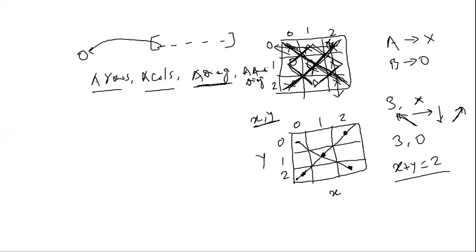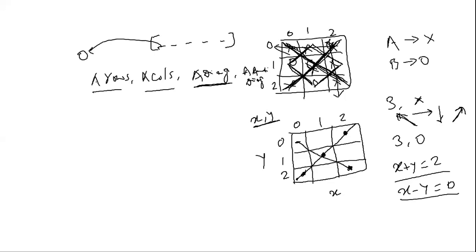Is that x minus y equals 0 for the other diagonal? Right, right. So for the other diagonal, let's call it anti-diagonal, one of these. So yes. In this case, if you see x minus y is constant, it's not changing.